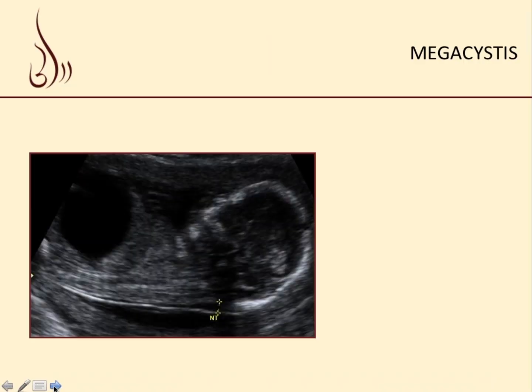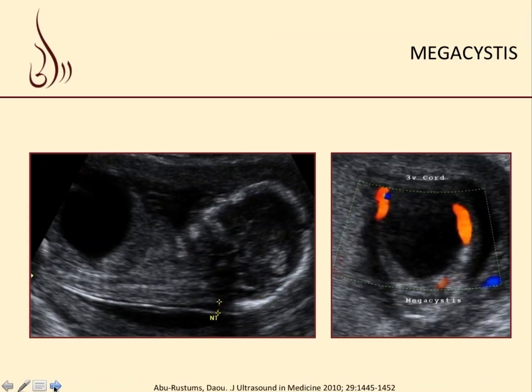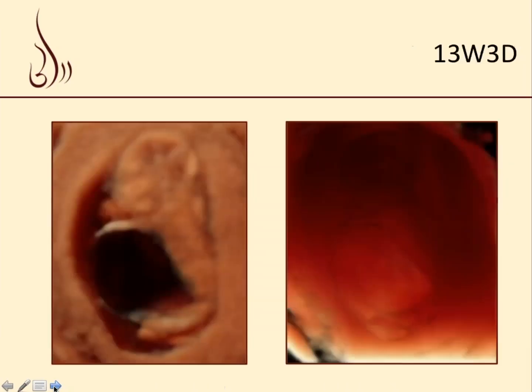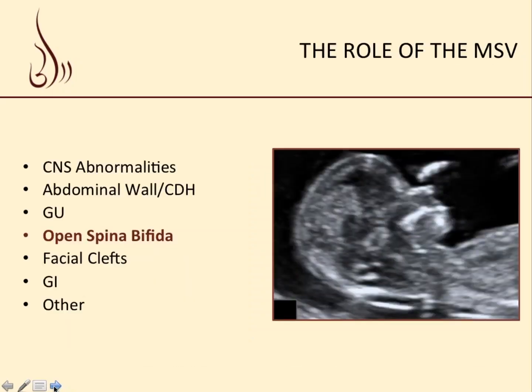Megacystis should be clear when you are trying to measure your CRL and assessing the fetus at this point in time, and you can use color Doppler to confirm that this indeed is the bladder on an axial view. You do not need a 3D ultrasound to show this, but you can clearly see the megacystis in this case.